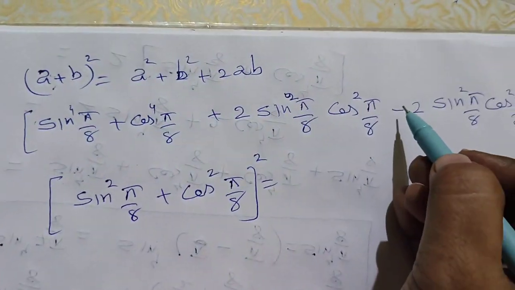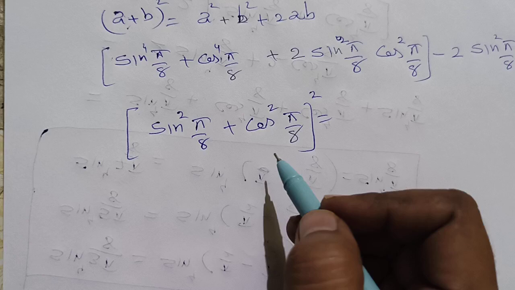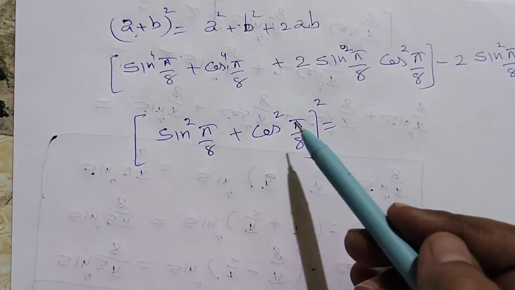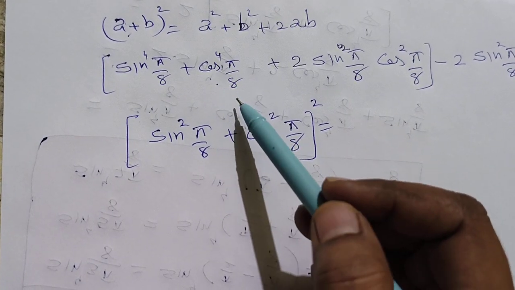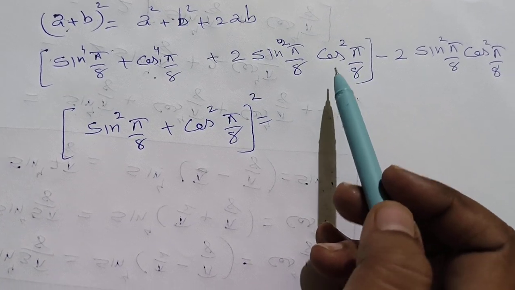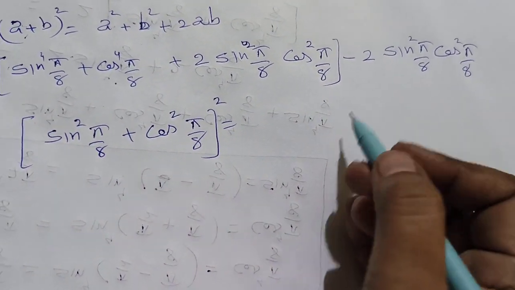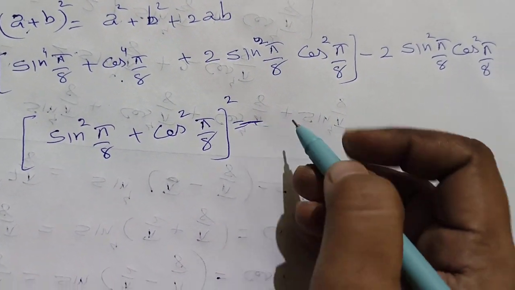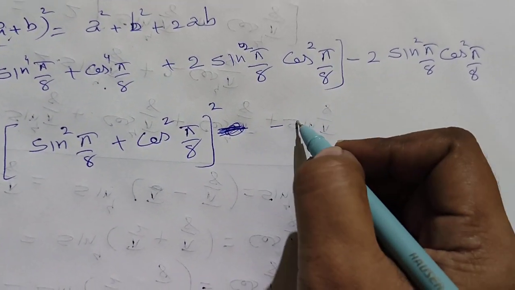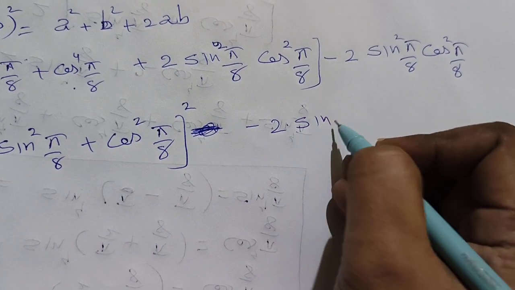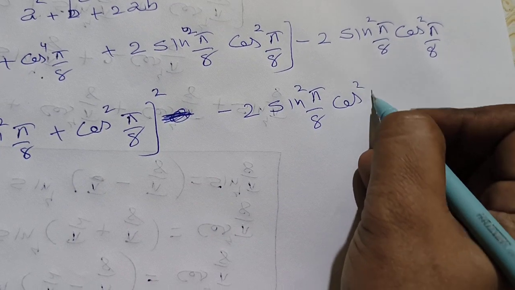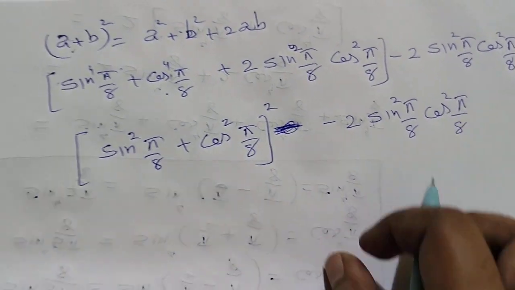Till here we can write like this. A square means sine to the power of 4 pi by 8. B square means cos to the power of 4 pi by 8. 2ab means 2 sine square pi by 8 cos square pi by 8. And we are taking this term as it is. It is minus 2 times sine square pi by 8 cos square pi by 8.